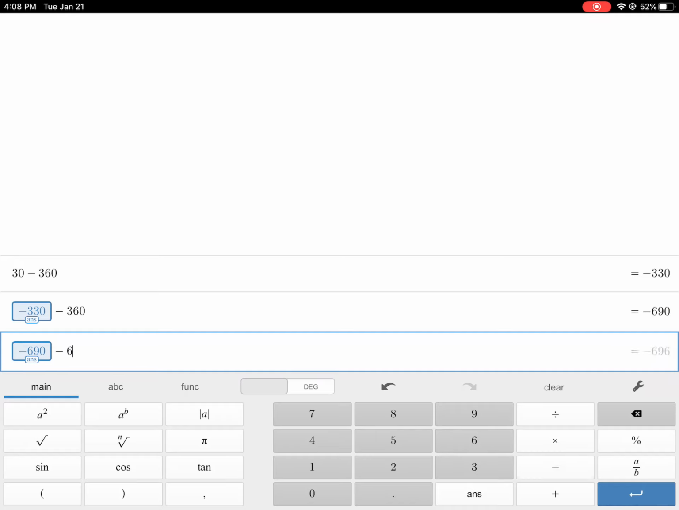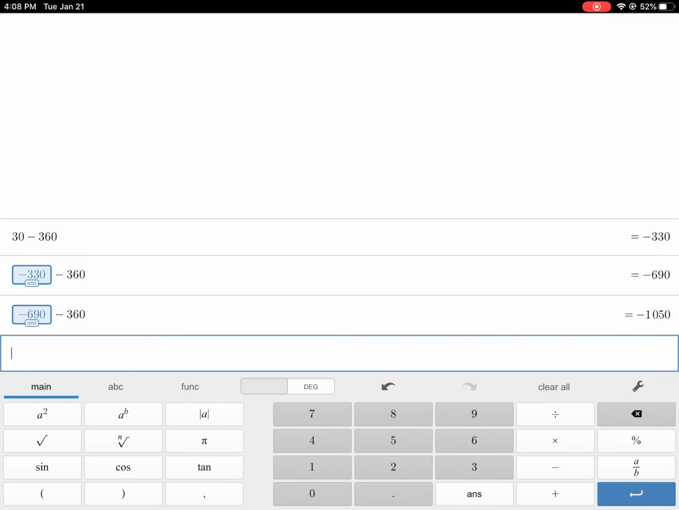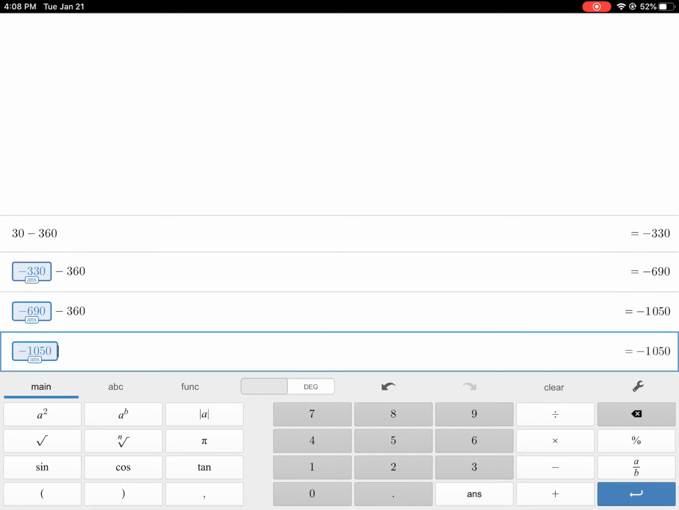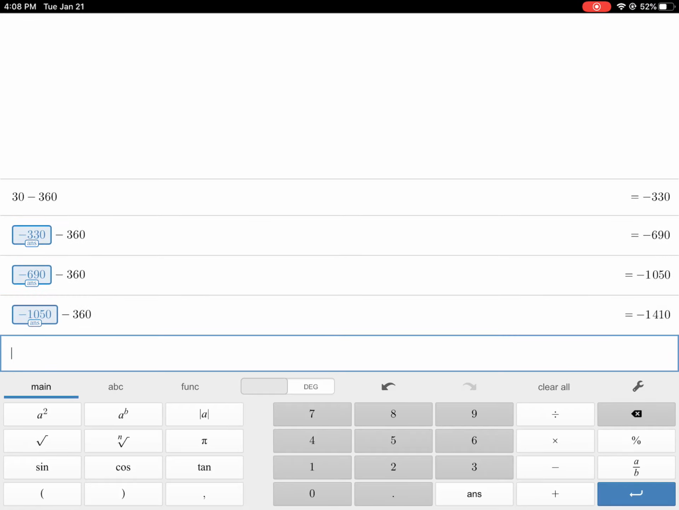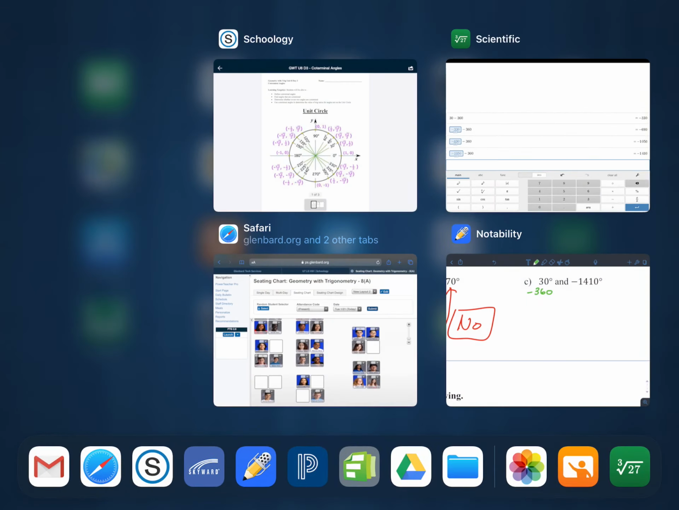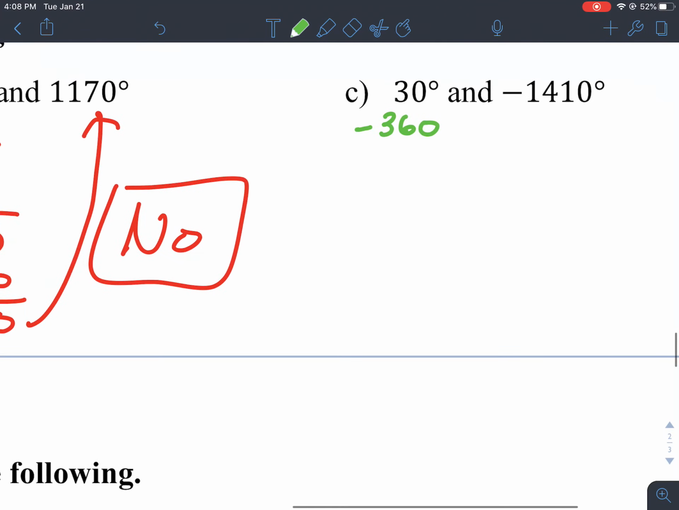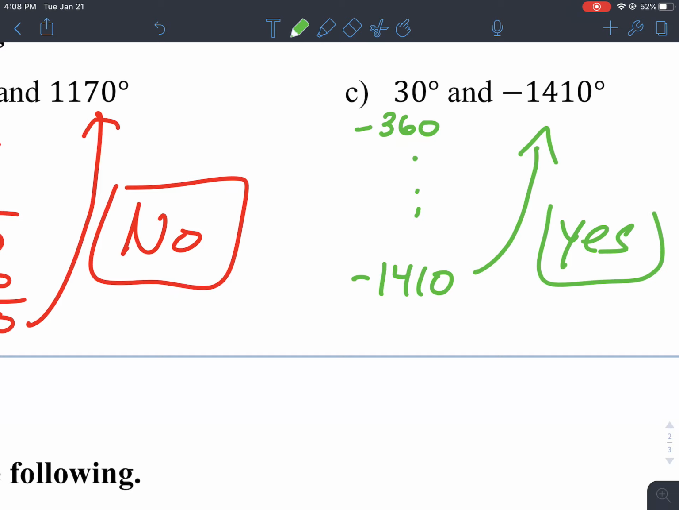another 360. Still not there, so I'm going to subtract another 360. And there is our negative 1410. So, in the end, we end up with these two being coterminal.